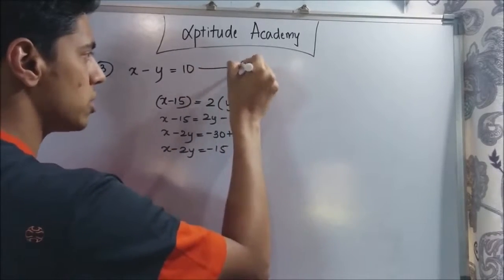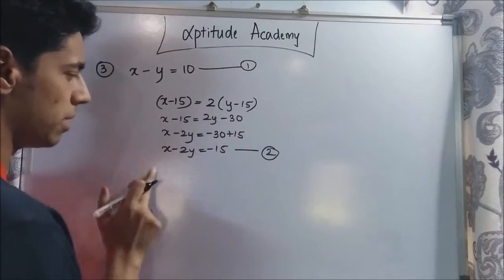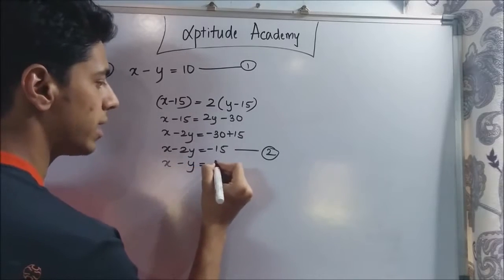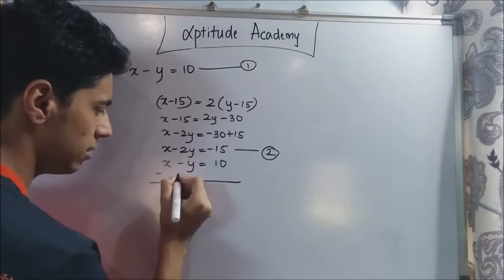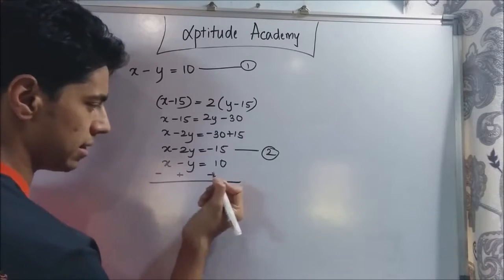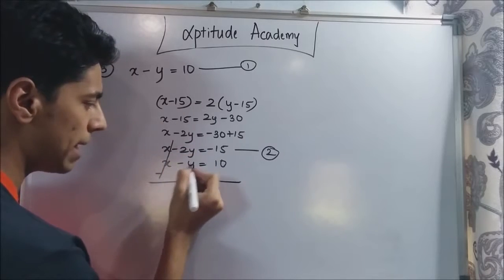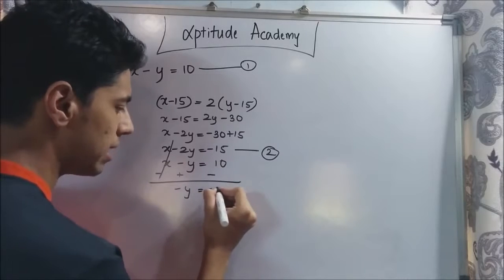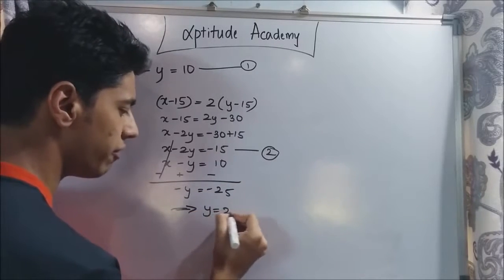Right? Now this is your first equation and it's your second equation. Now if you subtract this equation from here, what do you get? So we'll just write x minus y is equal to 10. When you're subtracting, you need to change the signs, right? So you have a minus here, you have a plus here, and you have a minus here. So now plus x minus x will get cancelled. Minus 2y plus y, so minus y. Minus 15 minus 10 will be minus 25. Implies y is equal to 25.